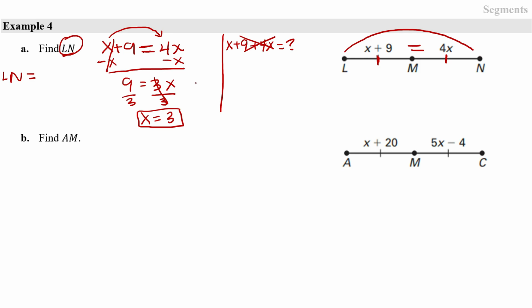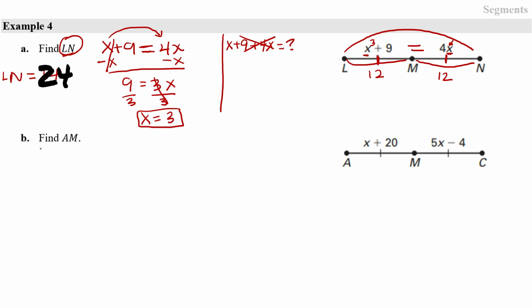And so if I come back over here, I know x is 3. Okay? I can plug in 3 here, and I can plug in 3 here to get the distance from L to M and the distance from M to N. But if I plug in 3 here, 3 plus 9, that will give me 12. If I plug in 3 on this side over here, 4 times 3 is also 12. And you can see that they're equal because it has to be. Okay? And then 12 plus 12 will give you the whole distance. And 12 plus 12 will tell you that LN is 24 units long.